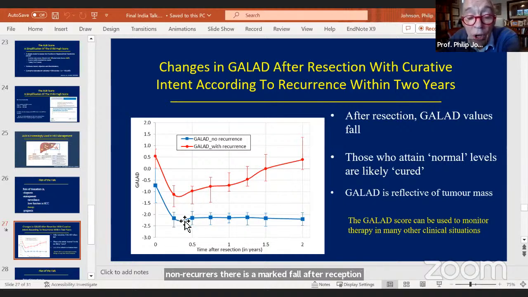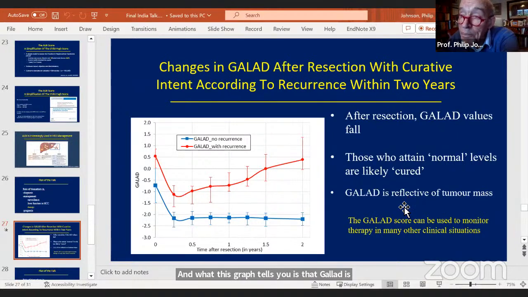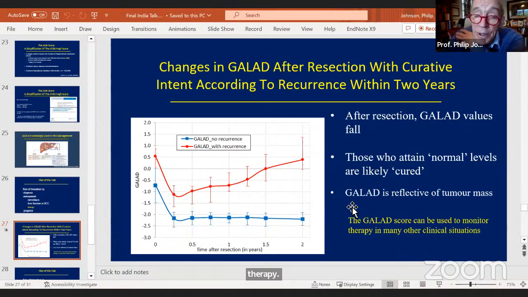However, we can show that those where the Gallad score remains low or remains in the normal range are cured, whereas those where it starts to rise at 9 months are actually going to recur and eventually die. And what this graph tells you is that Gallad is reflective of tumor mass. So whatever therapy you're using, if you follow the Gallad score, you can monitor therapy, whatever treatment you're doing, be it chemotherapy, TACE, or whatever.